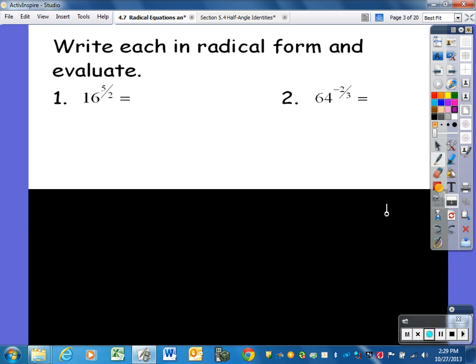First of all, it says write in radical form and then evaluate. So remember, the fraction is power over root. So my base is 16 with my root. My root is 2, my power is 5. We always evaluate the root first. Square root of 16 is 4, and I still have this 5th power. 4 to the 5th is 1024.